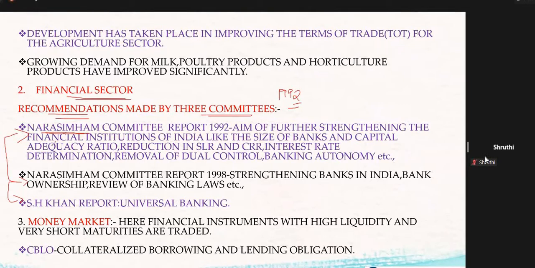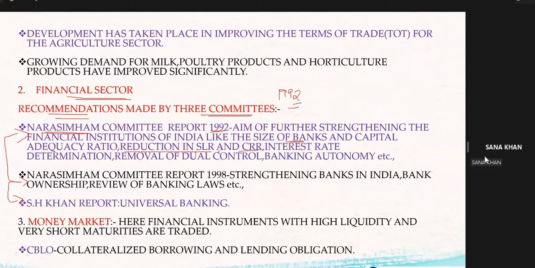Okay, so I was telling you, he headed the committee along with the team members. He submitted a report in the year 1992. In that he gave recommendations on how you can further strengthen the financial institutions of India. You have to increase the structure and the nature of the banks' lending. Then reduction in the SLR and CRR.